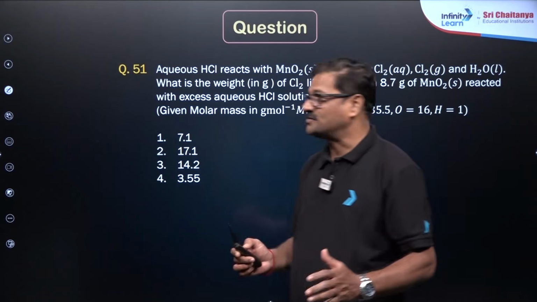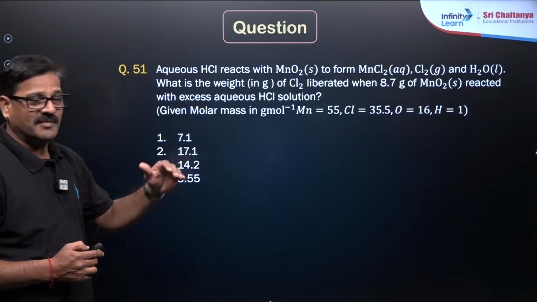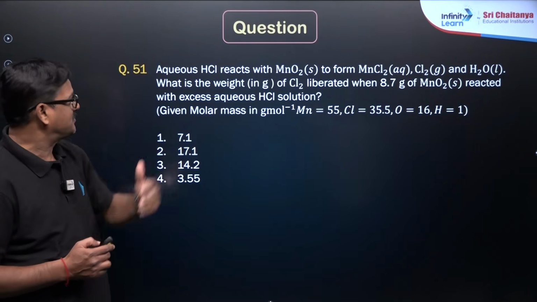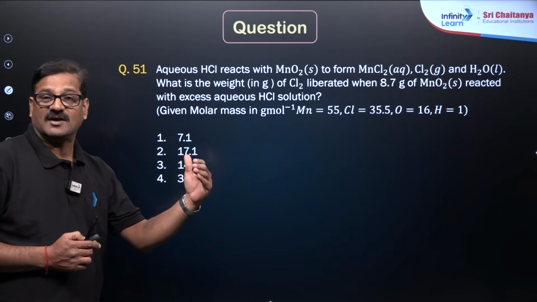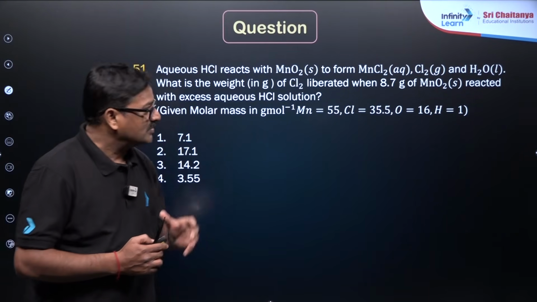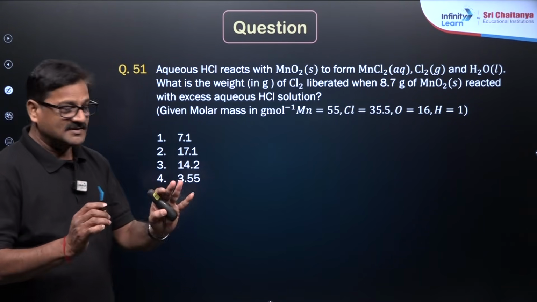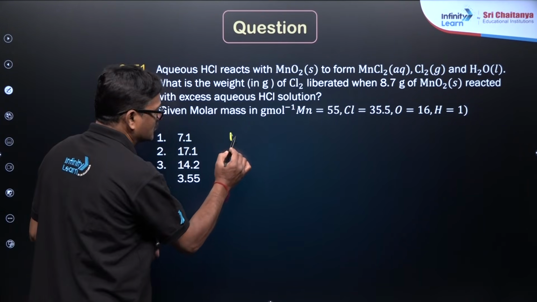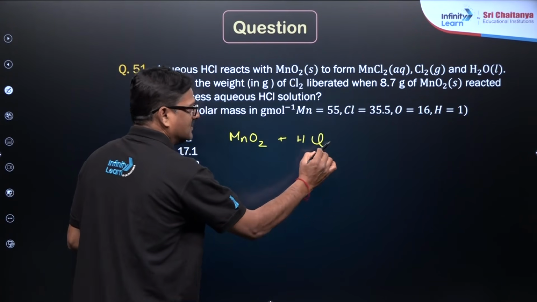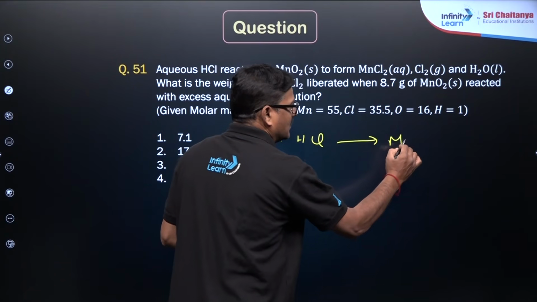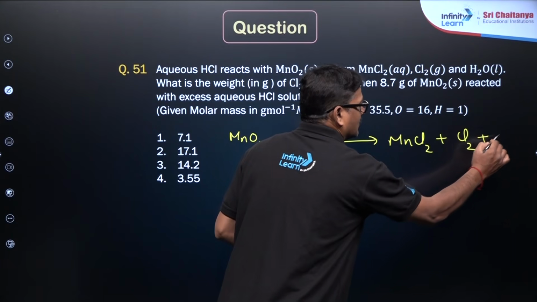So here it is question number 1. Aqueous HCl reacts with MnO2 to form MnCl2, Cl2 and H2O. What is the weight of chlorine liberated when 8.7 grams of MnO2 solid is reacted with excess aqueous HCl? Let us see carefully what happens when MnO2 reacts with HCl. The question itself says it is going to give rise to MnCl2 plus Cl2 and H2O.